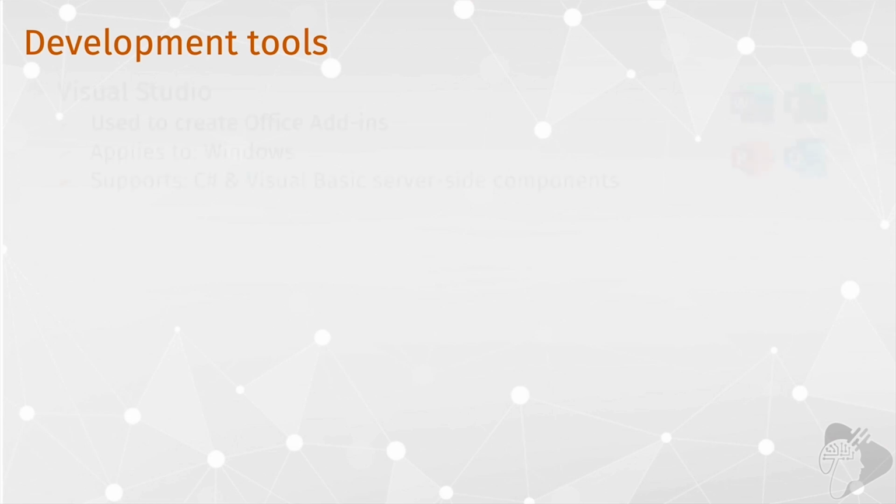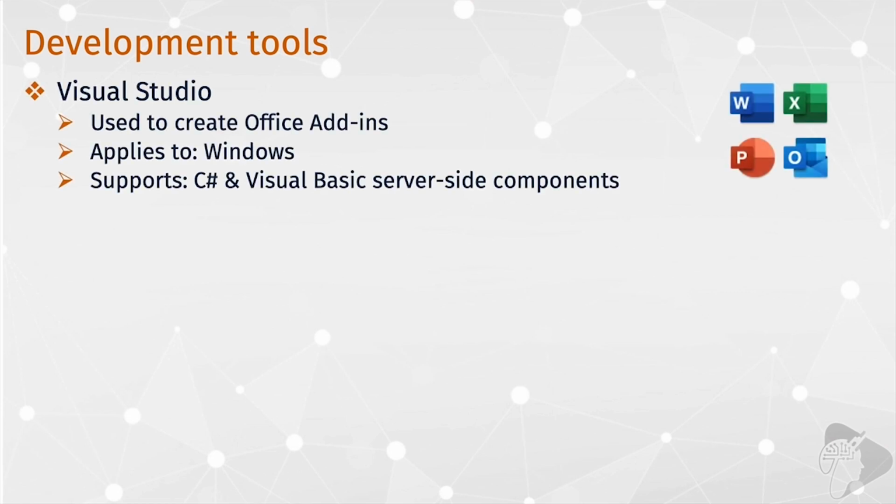So developers can choose from multiple different development options when you want to go build an add-in. First option that you have here is Visual Studio. This option is going to be used to create add-ins for developers on Windows if you also want to have a C# or Visual Basic based backend, like a .NET based backend. What I mean by that is if you want to run server-side code. Now, it's running in your environment. Remember, not running inside of Office. This is used to create add-ins for Word, Excel, PowerPoint, and Outlook.